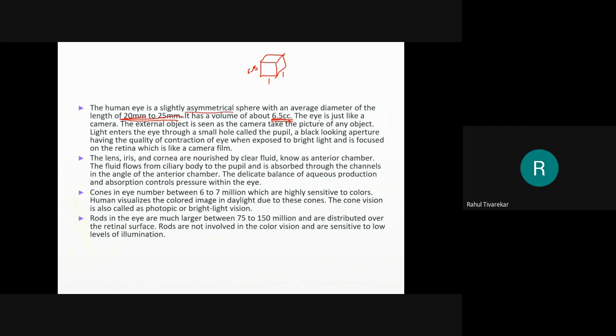The eye is just like a camera. The external object is seen as the camera takes a picture of any object. Light enters the eye through the small hole which is called the pupil. I have already shown you that. It is a black looking aperture having a quality of contraction when exposed to bright light, and the light is focused on the retina, which is like a camera film.